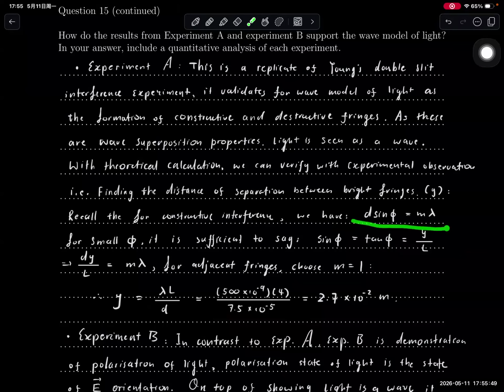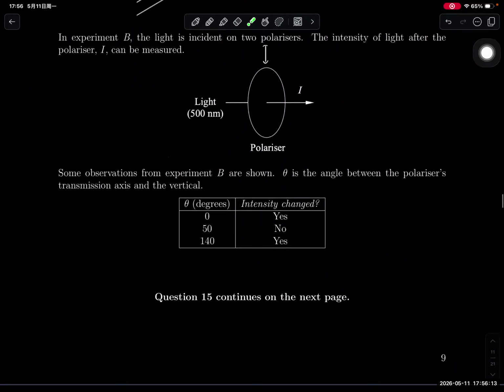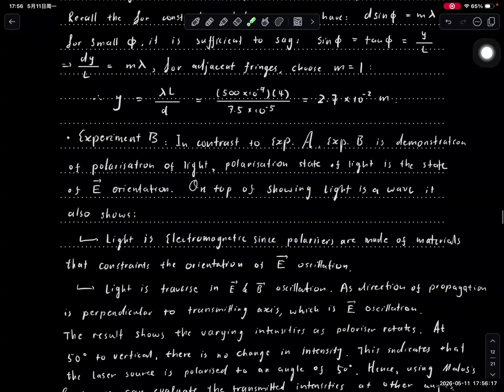Recall that the maximum in the double slit interference is d sine theta equals m lambda. M is the order, so you just pick m equals 1 for adjacent ones. With small angle approximation, you could substitute sine theta equals tan theta, which is the distance of the fringe separation over the distance of the screen separation. Okay, so y will be something like this.